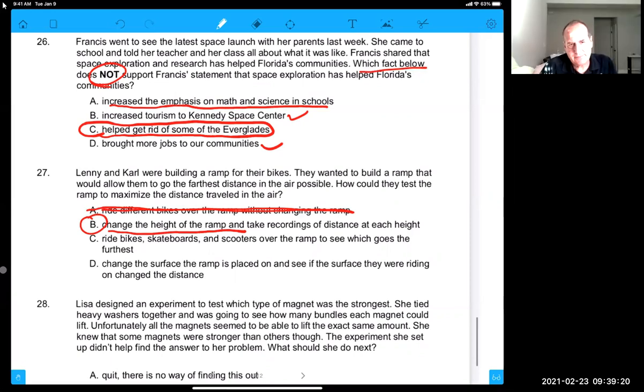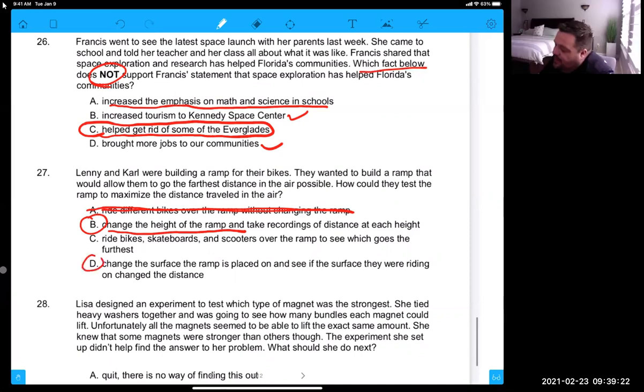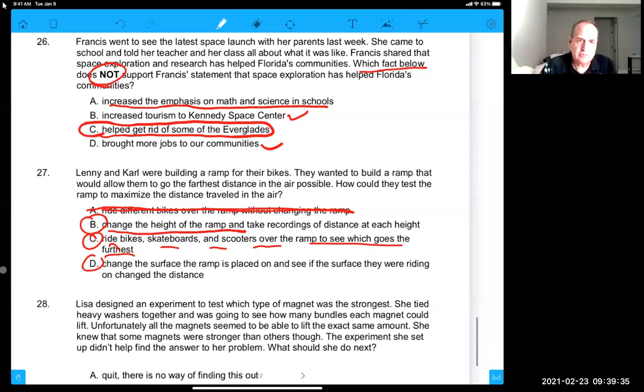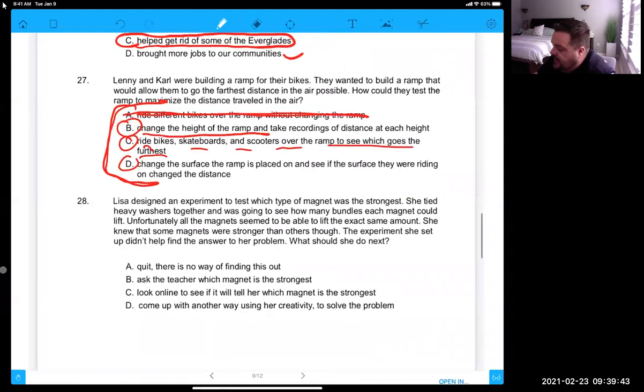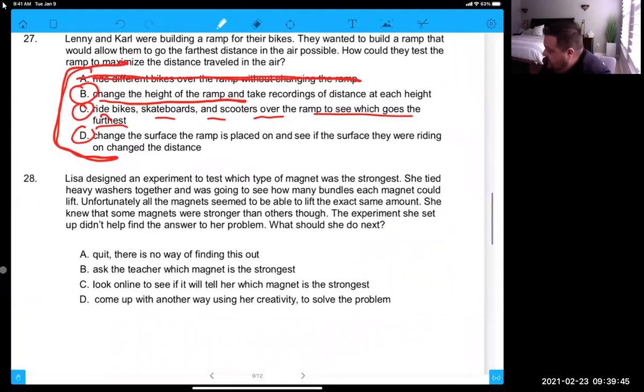And see, they start to make the words in a lot of these very confusing for you guys. But riding bikes and skateboards and scooters over the ramp, you got to know that changing that angle is what is going to change the distance you go. So this is another one where there's really none of these that totally don't make sense. You got to pick the best one. All right, number 28. Pause and get your answer.